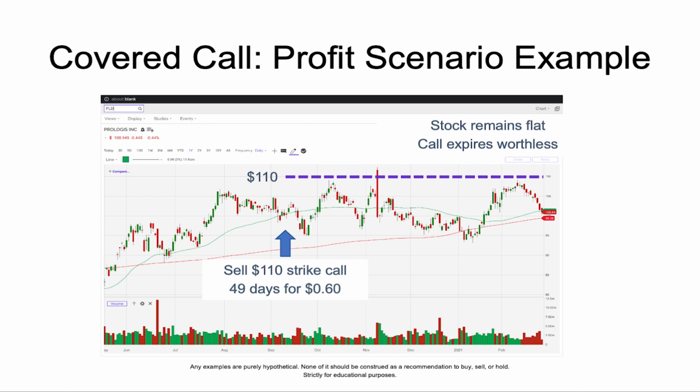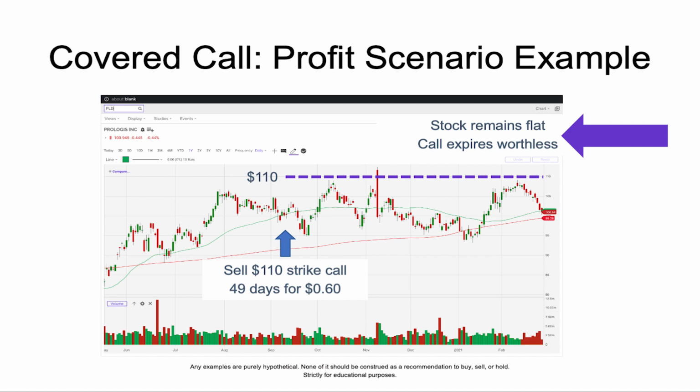So remember, we own the stock and now we're going to sell a 110 strike call for 49 days and we're going to collect 60 cents per share. If you remember, this is when the stock is trading at about 101, so it's about $9 above the current trade price. One way that we could profit from this is the stock essentially remains flat.